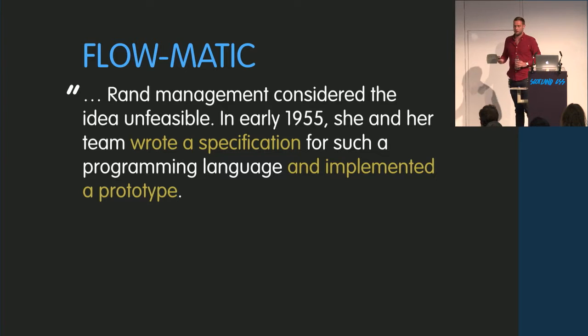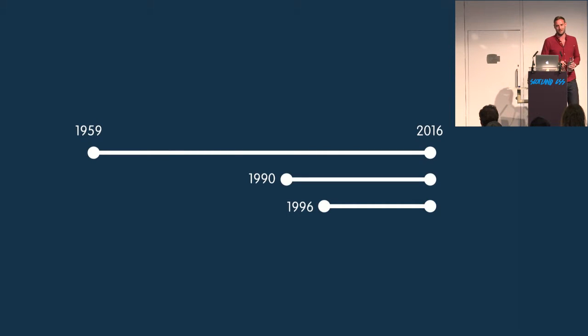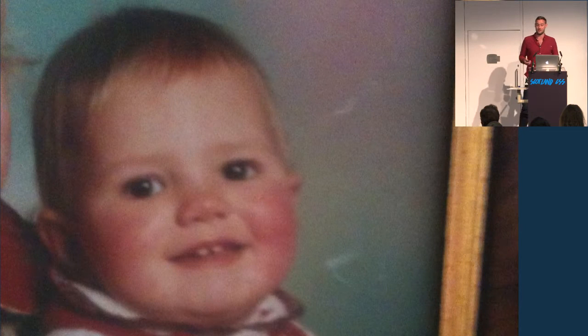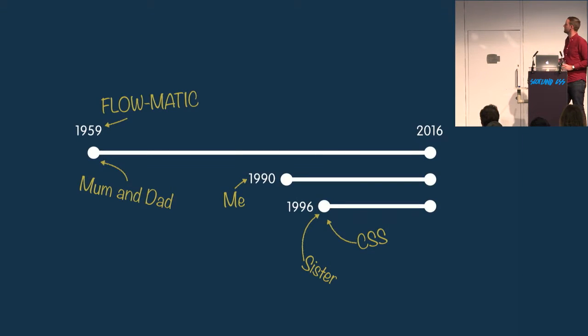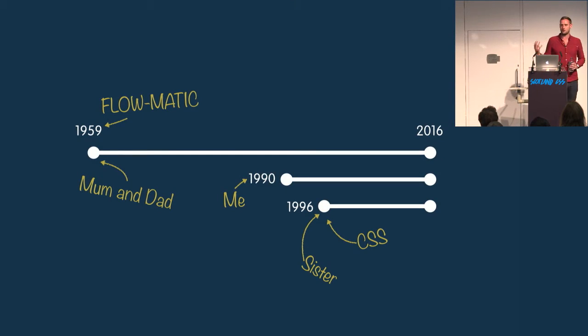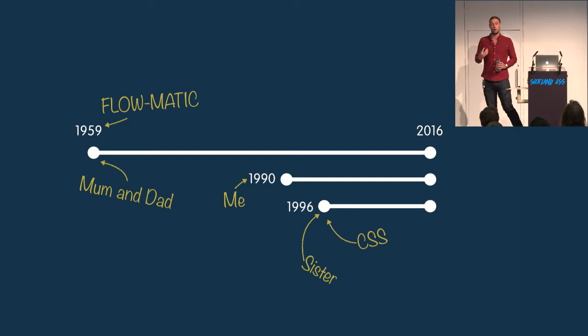So yeah, 1959, birth year of Flowmatic and my parents. This is the weird professional benchmark I was telling you about, this weird professional timeline that my parents have accidentally given me. In 1990, I came along, and in 1996, the birth year of my sister and CSS. I've given this talk a few times. My sister still doesn't know that that slide's in there.